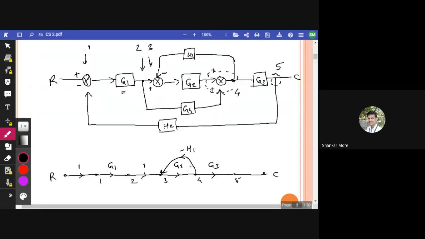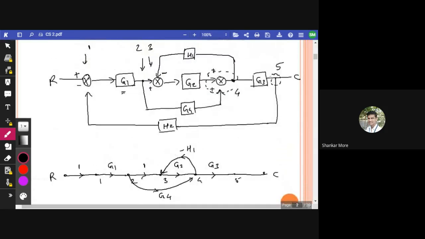Now again, if you can see, there is one forward path from the second node to the fourth node. So from the second node to the fourth node I have to draw a path like this, and its gain will be G4. All right, G4. Now what is remaining? The last loop. This is the bigger loop, isn't it?